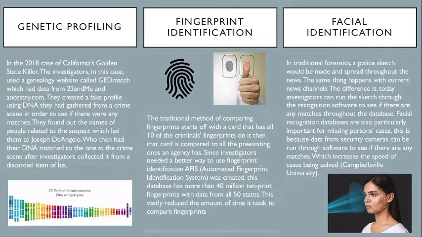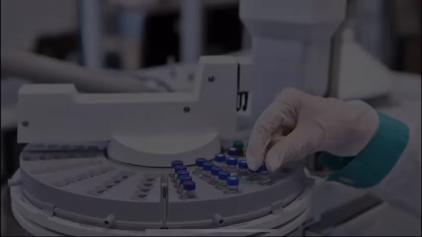Facial identification. In traditional forensics, a police sketch would be made and spread throughout the news. The same thing happens with current news channels. The difference is today, investigators can run the sketch through recognition software to see if there are any matches throughout the database. Facial recognition databases are also particularly important for missing persons cases. This is because data from security cameras can be run through software to see if there are any matches, which increases the speed of cases being solved.